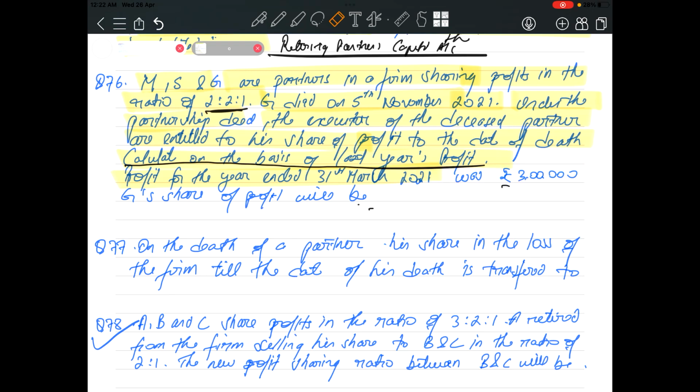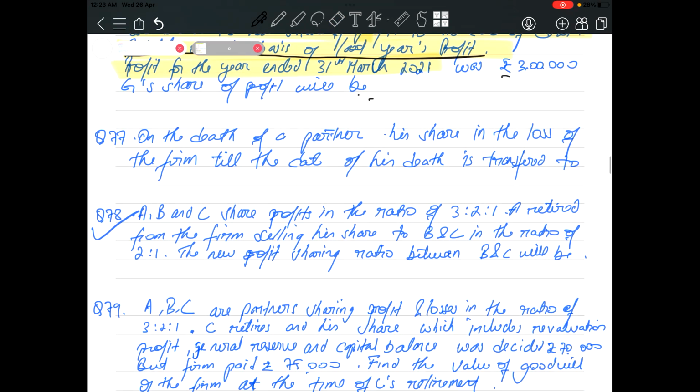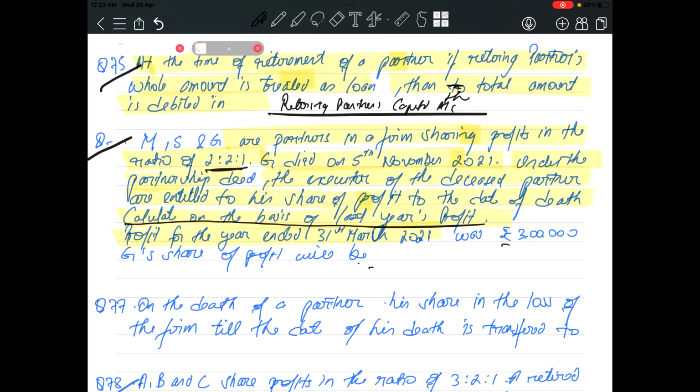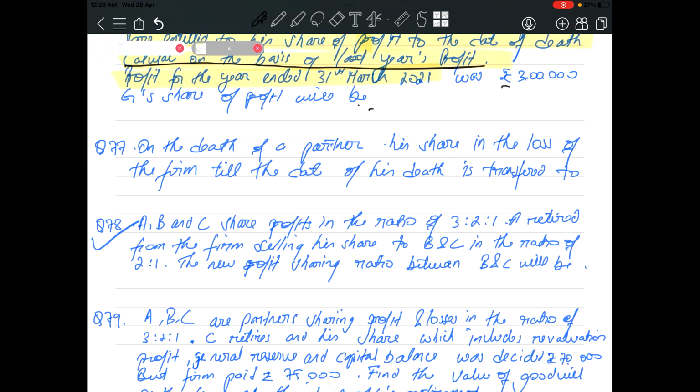Now let's move to question number 77. What's question number 77 saying? On the death of a partner, his share in the loss of the firm till the date of his death is transferred to which account? On the death of a partner, his share of loss in the firm till the date of his death is transferred to which account?